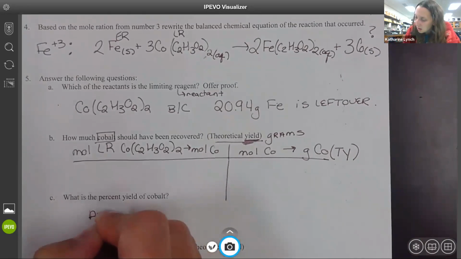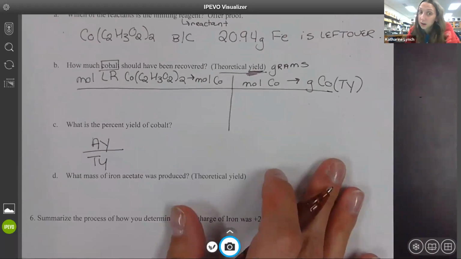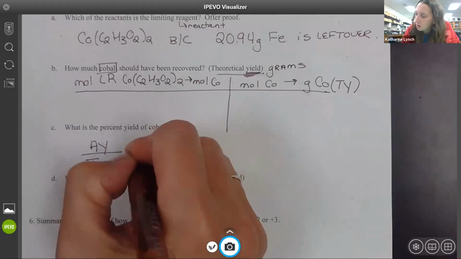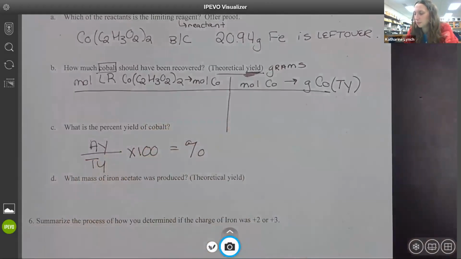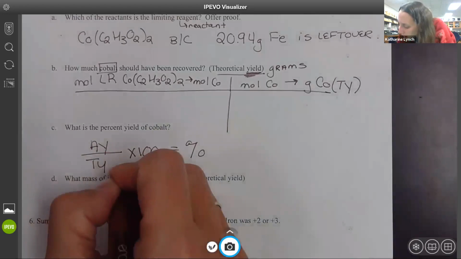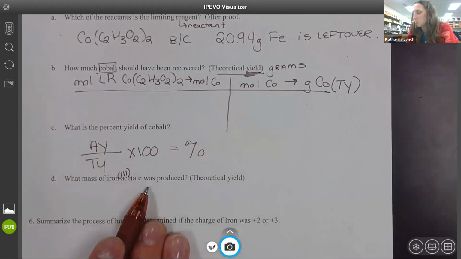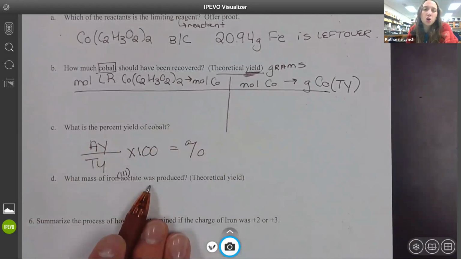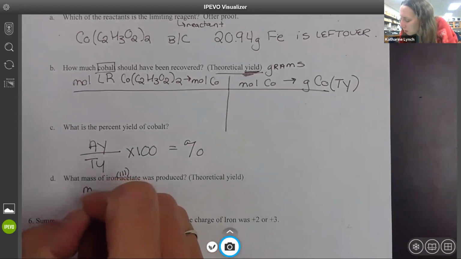Then once you have that step, you can do your percent yield. And remember, your percent yield is actual yield over theoretical yield. Don't forget your units of grams here, folks. And then we're going to multiply by 100 to get our percent yield. And then we want the mass of iron. Now we know that it's iron(III) acetate that was produced, or theoretically, how much could be produced? This is another practice problem for you. We need to take our moles of limiting reactant.